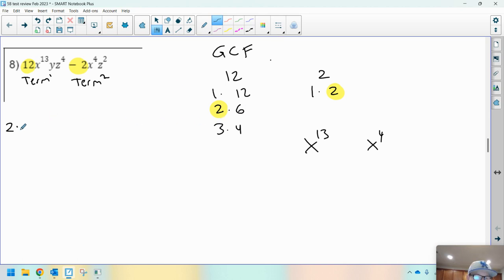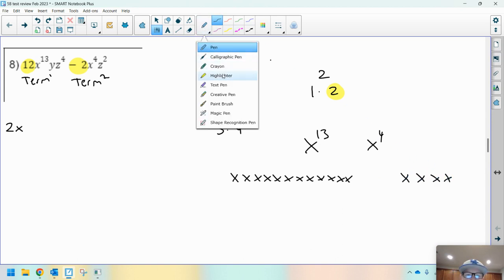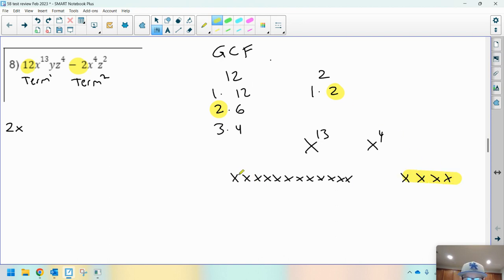But now we have to figure out what power is the GCF. Well, this one has 13 x's. It's a lot of x's, but I'll go through the process. X, x, x, x, x, x, x, x, x, x, x, x. I think that's 13. This one has 4. 1, 2, 3, 4. Well, how many do they have in common? They have 4 in common.